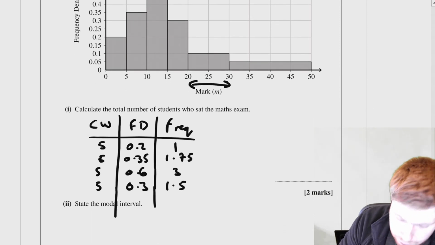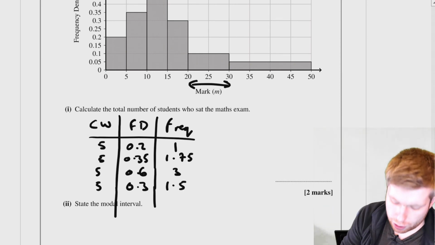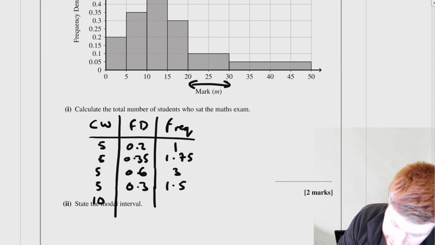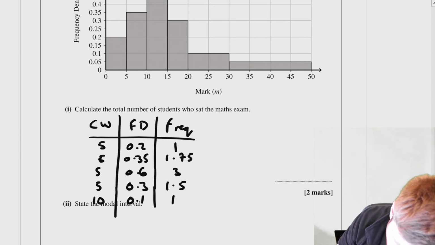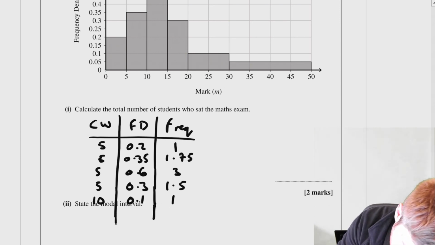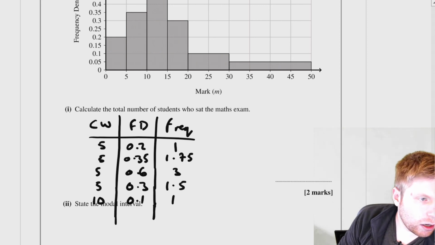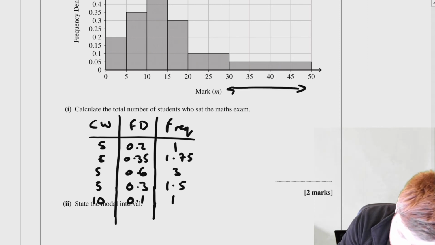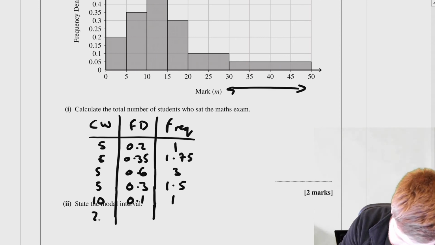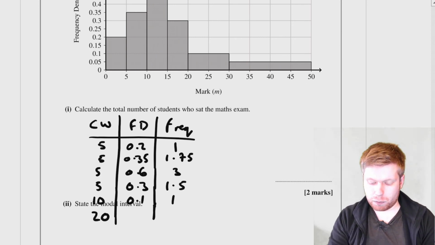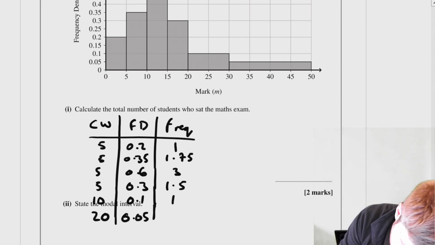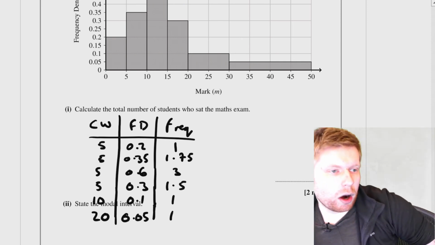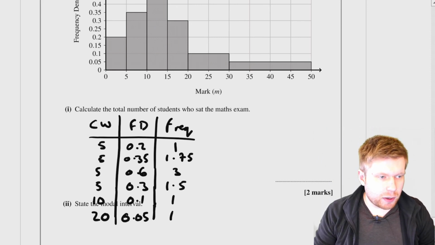So the next mark is between 20 and 30, which means it's got a class width of 10. The height is 0.1. Which means there's one person who got a mark between 20 and 30. Last one then. Marks are between 30 and 50, which means that there's 20 possible marks that they can have. The height is 0.05, which means there's one person who got a mark between 30 and 50. So those are my frequencies.